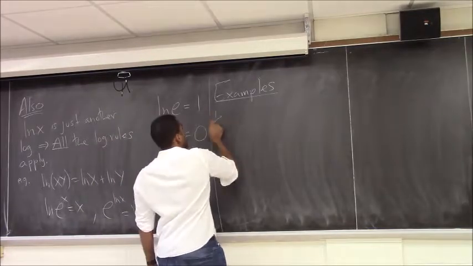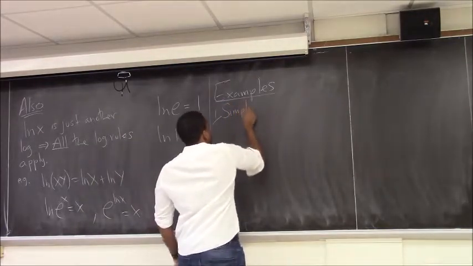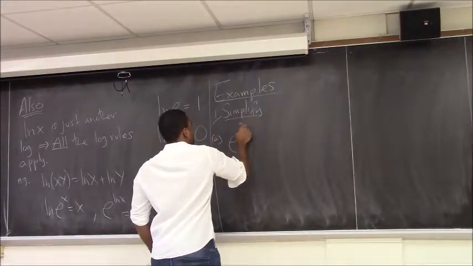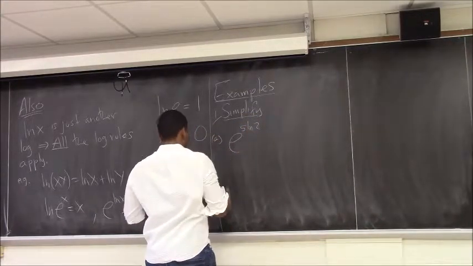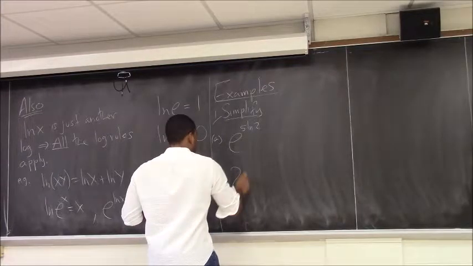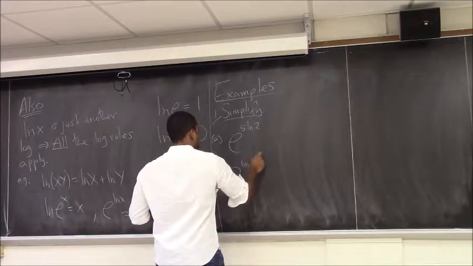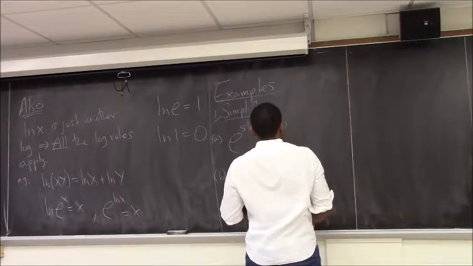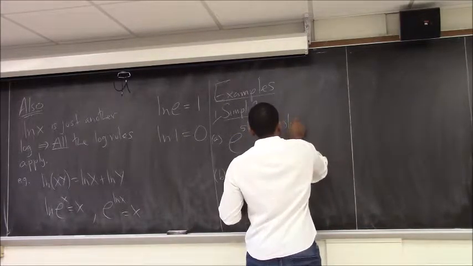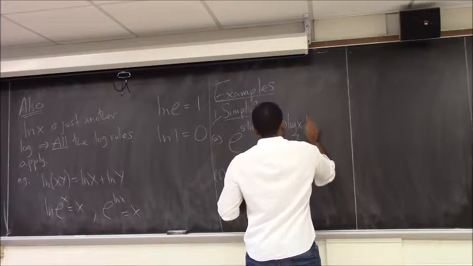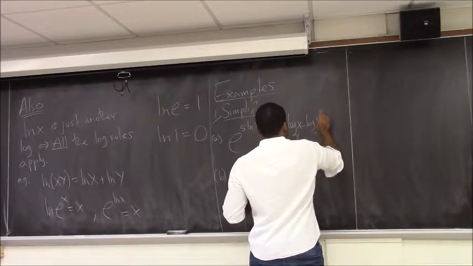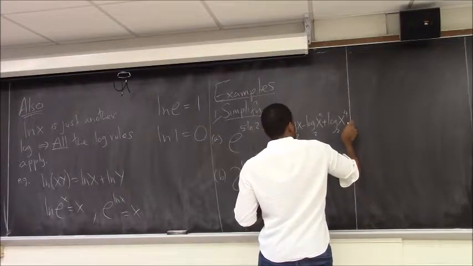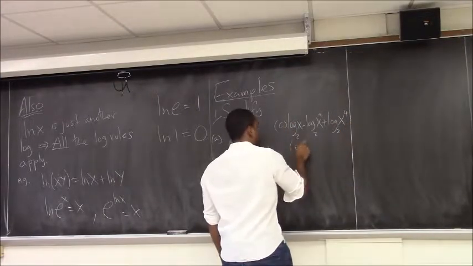I want you to simplify the problem. A: e to the 5 ln 2. B: 2 to the log base 2 of 5. C: log to the base 2 of x minus log to the base 2 of x squared plus log to the base 2 of x to the 4th. I want you to expand this.